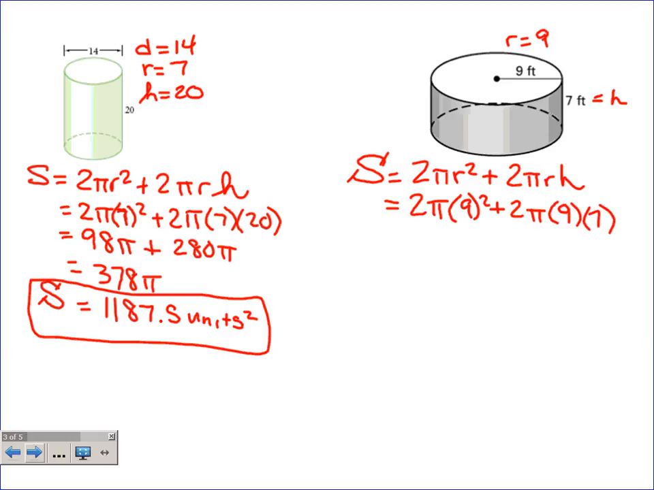So we have 81 times 2 is 162 pi. Plus 63 times 2 is 126 pi. We add those together, we have 288 pi, which is less pi than the last problem. It's still a lot of pi. 288 pi.